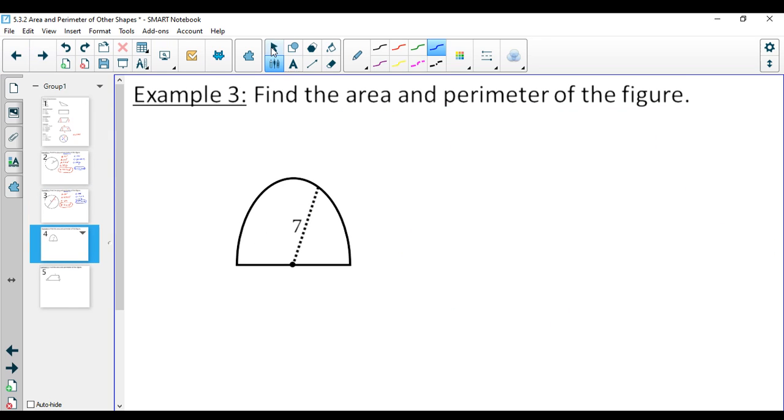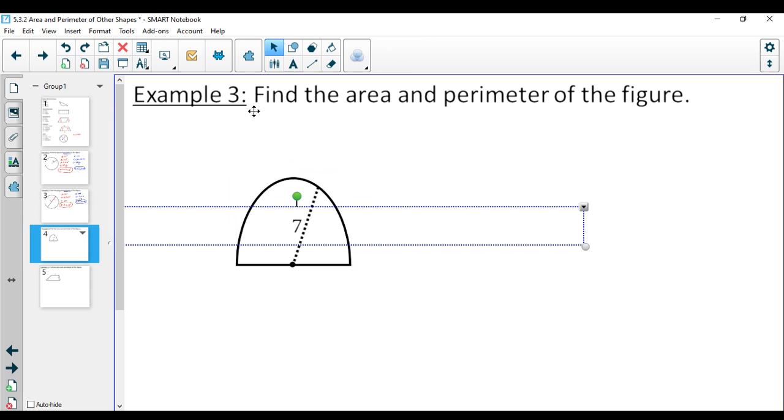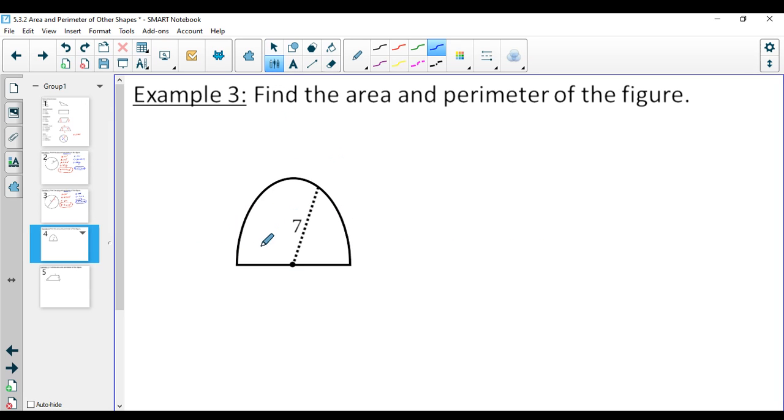Okay. This is supposed to be a semicircle. I know it probably maybe looks a little stretched, but we're just going to leave it. So if this is half a circle and it wants the area and perimeter, again, area is pi r squared, which is going to be 3.14 times 7 squared.